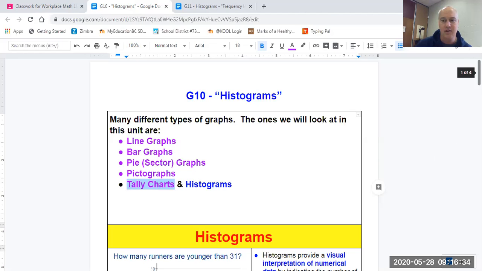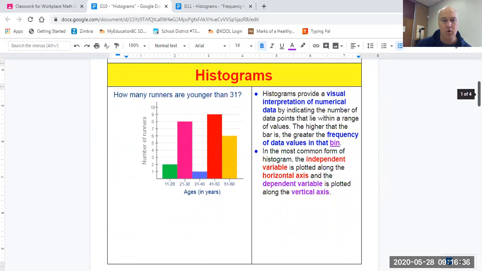So let me show you an example of what I'm talking about here. This is an example of a histogram. What we can see is there are a range of values here. If we asked how many runners are younger than 31, this graph is showing us the age categories of all the runners. Some runners are in the age category from 11 to 20, some from 21 to 30, some from 31 to 40, some from 41 to 50, and some all the way from 51 to 60. But it's showing us a range.